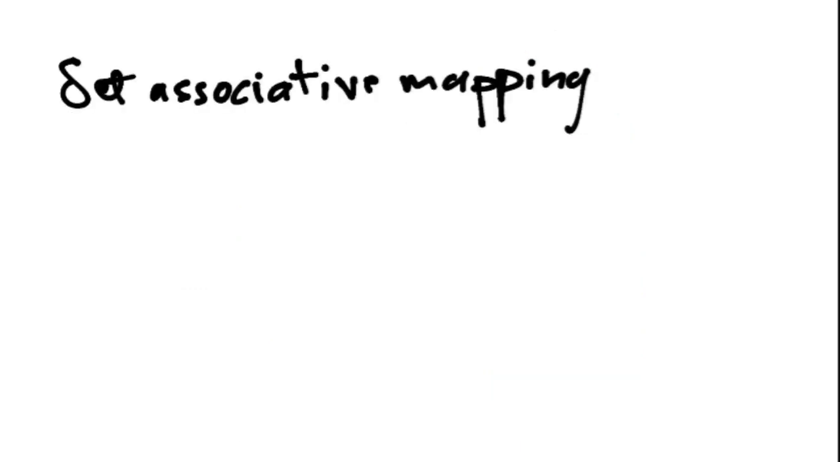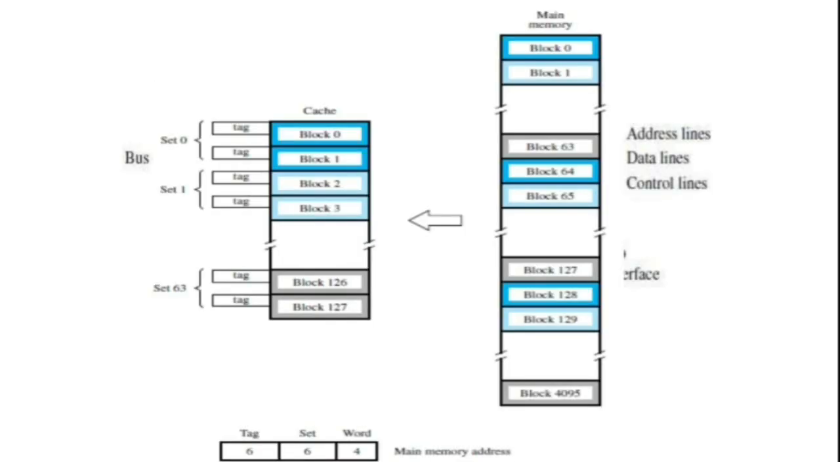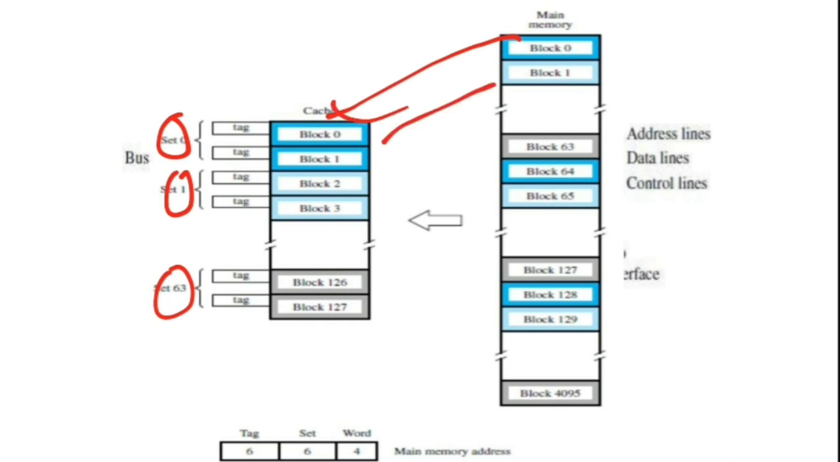The next one is set-associative mapping. In this, it's a mixture of direct mapping and associative mapping. By this, see, there will be many sets made. Okay, the sets will have two blocks in it, inside the cache. Now each block will be mapped to one set. Like block 1 will be mapped to set 1, block 2 will be mapped to set 2, block 63 will be mapped to set 63.